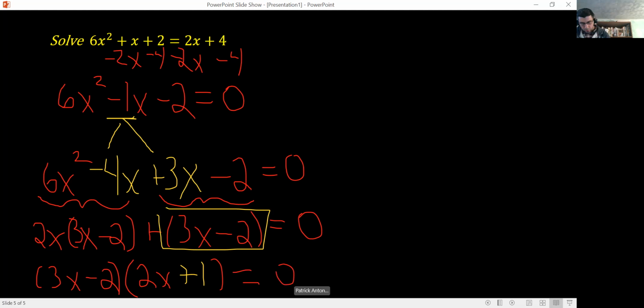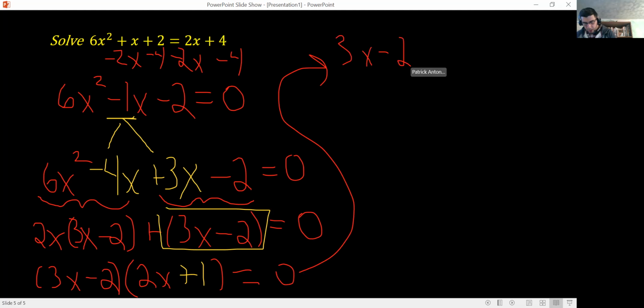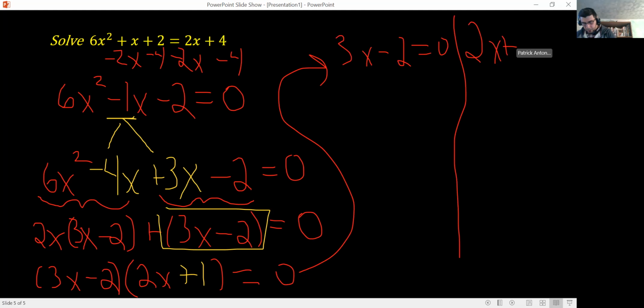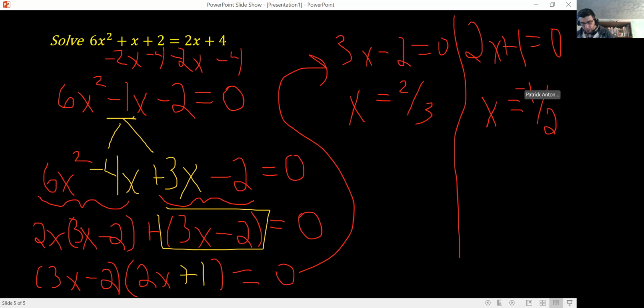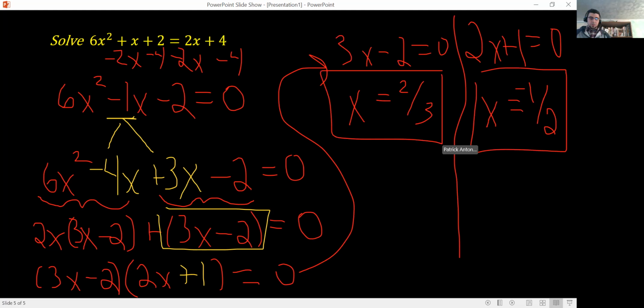Now what we're going to do is set each factor equal to 0. 3x minus 2 equals 0, and 2x plus 1 equals 0. In this case, you'd add 2 and divide by 3, so you get x equals 2/3 there. And in this case, you'd subtract 1, divide by 2, and you get x equals -1/2. And those are the solutions.